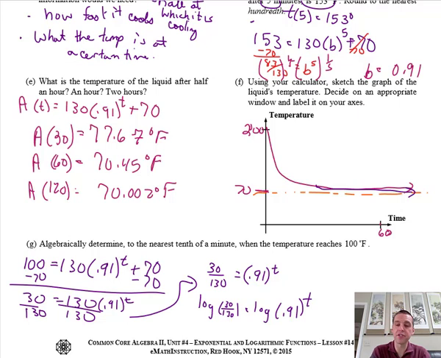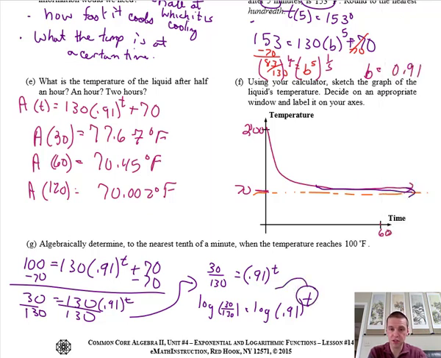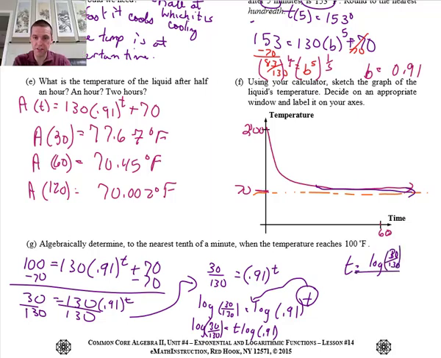And remember the properties of logarithms, where you have the power rule, so this t can come out in front. And so we're going to get log of 30 over 130 equals t log of 0.91. And the final step would be to divide that over, so t equals log of 30 over 130 divided by log of 0.91. And when you do that in your calculator, and yes, do it to make sure you get the correct answer, you should get 15.5 minutes.